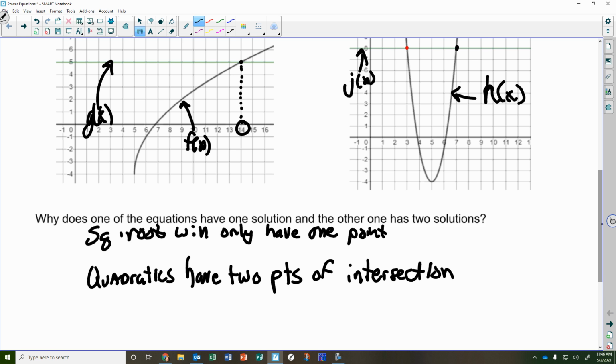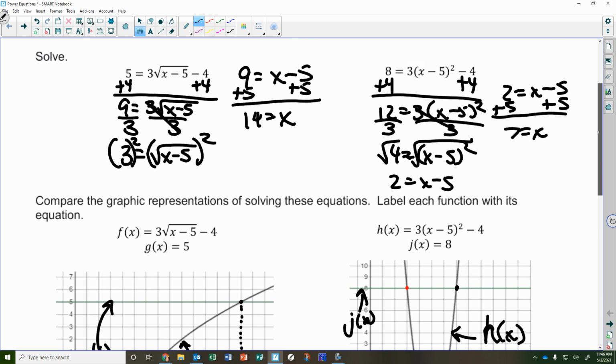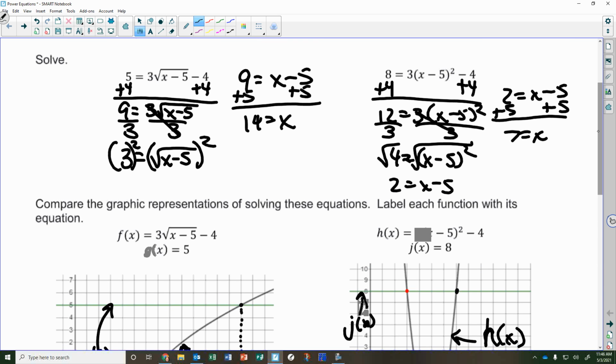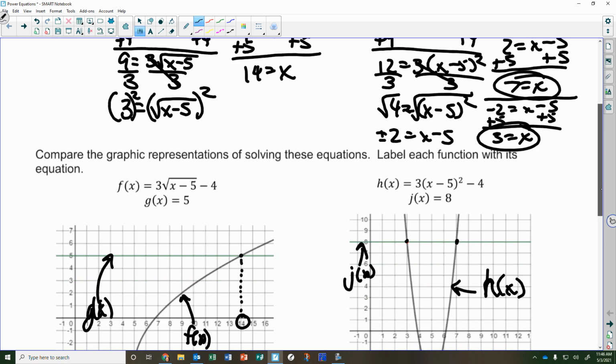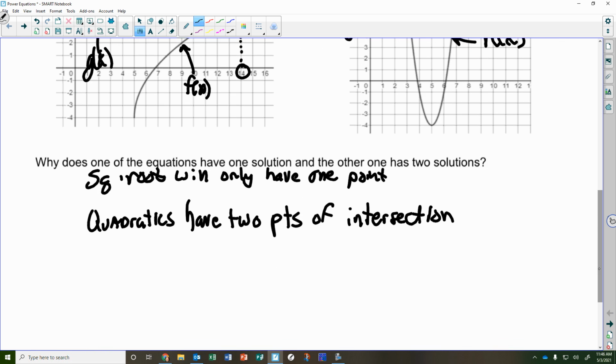You know what? When I took the square root of this, I made one little mistake. This should be plus or minus 2, right? So not only did I find this for plus 2, but then I got to do minus 2. Sorry about that, ladies and gentlemen. When I add 5 to both sides, I get x equals 3. And there's our second point. Okay? Not bad.